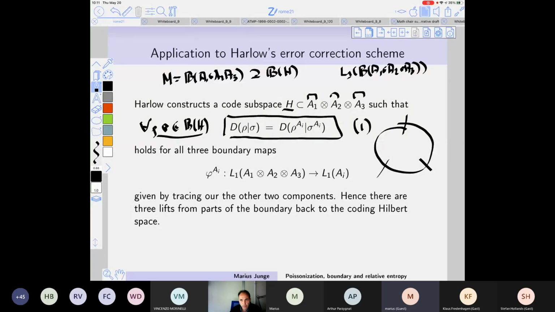Well, often they have to be very special in this coding procedure. Rho and sigma have to be densities given by the code subspace. And for them, it happens that the relative entropy is equal in all three components. And that simply means, by this recovery picture, that you have to be able to lift. If you know the information on one of the slides, you can recover the information on the Hilbert space H. And this recovery map exactly recovers the information from every boundary back to the space, right? So if this relative entropy holds, then this has to be true.